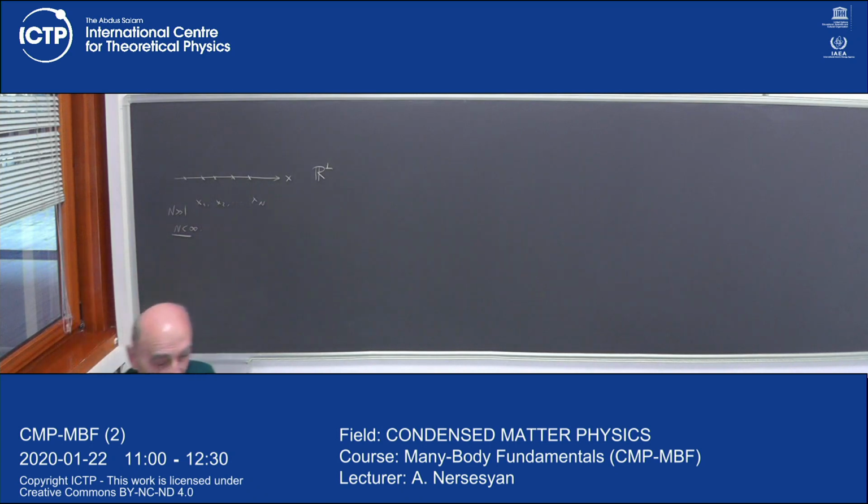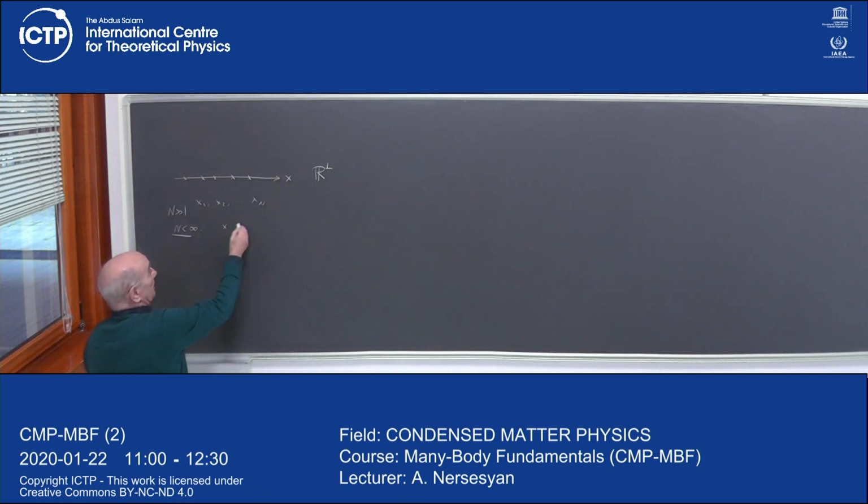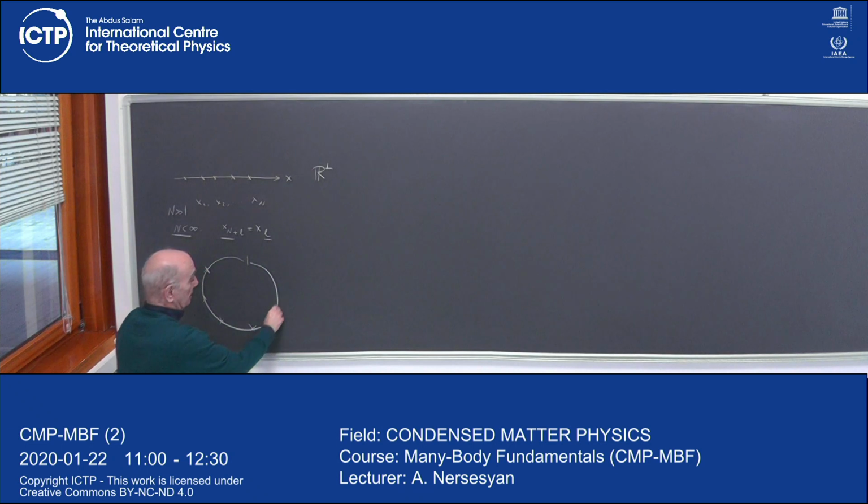And to make life easier and consistent, you have to impose some boundary conditions. The simplest and most straightforward are periodic boundary conditions, or Born-Karman, as you know. Which means that x_{N+1} is the same as x_1. Which means that the endpoints of my system are glued together. So the N plus first and the first atom are just the same atom.